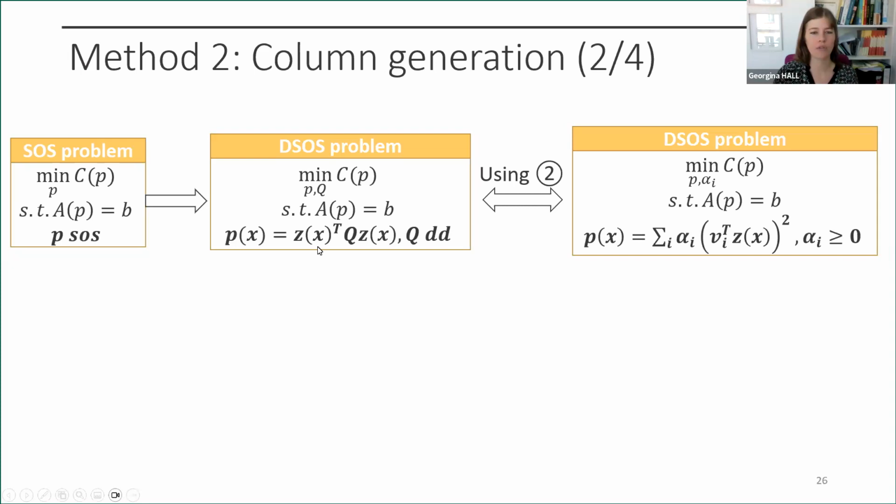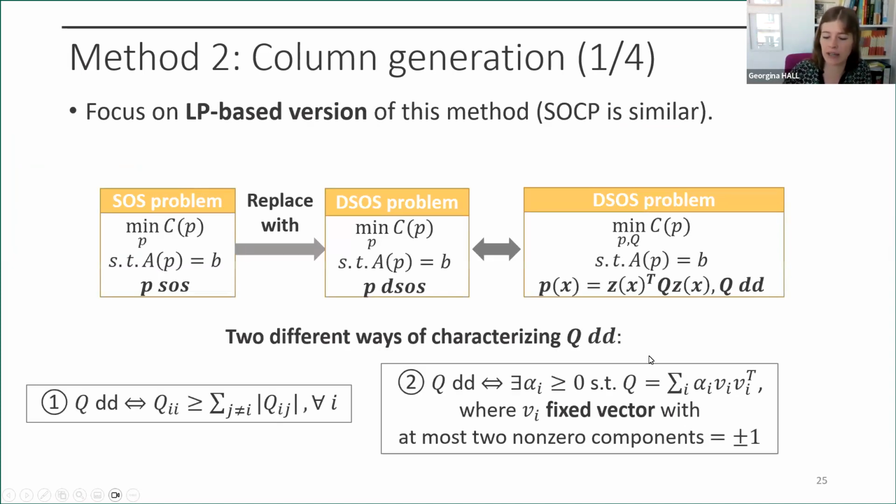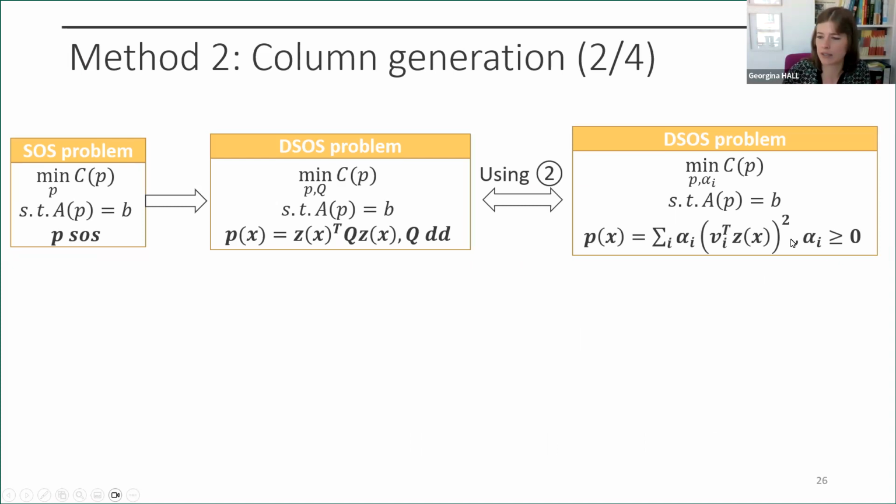Okay, so let's go over this now with polynomials, right? So we have P(x) is z(x) transpose Q z(x) with Q DD, which is equivalent, using my second definition here, to this. So I can write it in exactly the same way. I'm just requiring here that P(x) be the sum of alpha_i (v_i transpose z(x)) squared. So here v_i is my set of vectors, right? So this is what gave us the rank 1 matrices we had before. And alpha_i is non-negative.